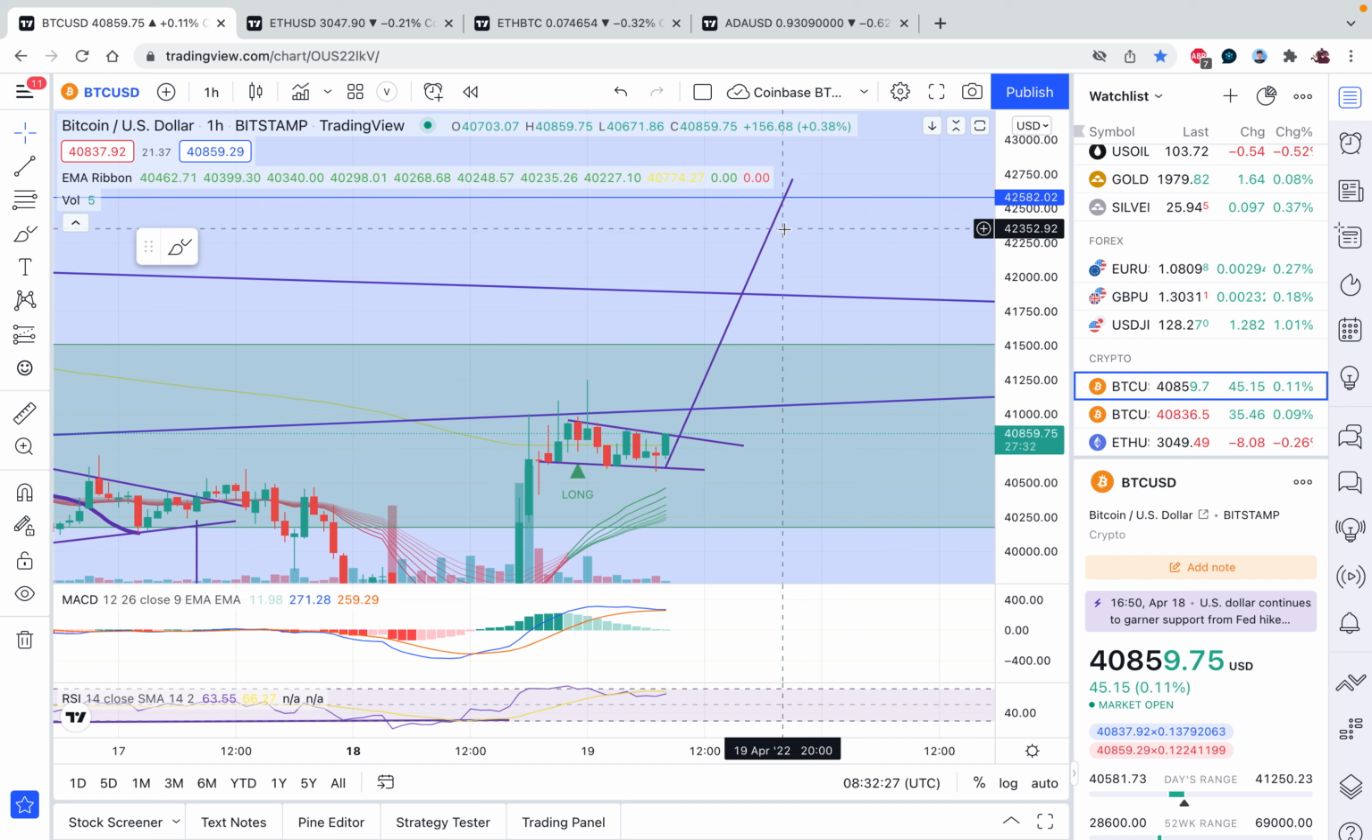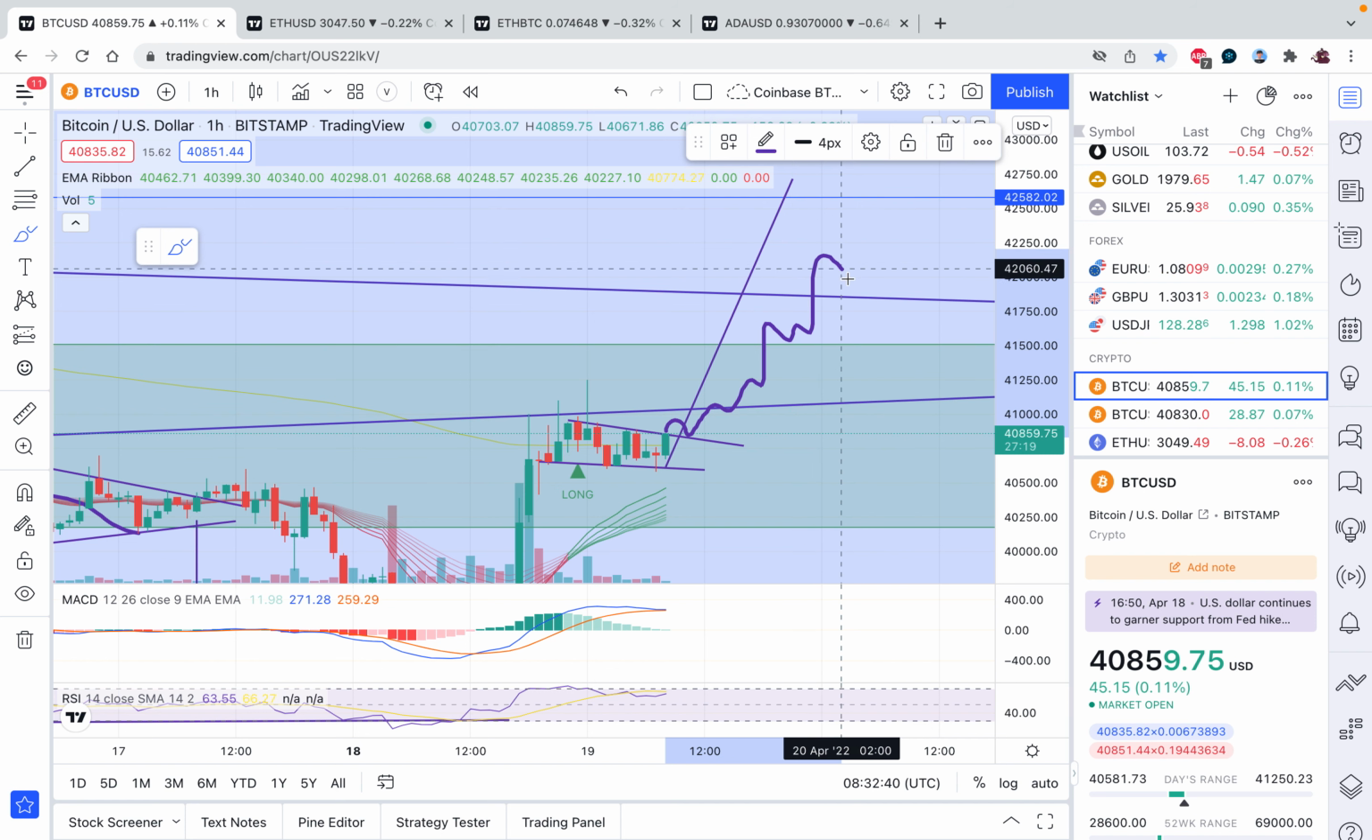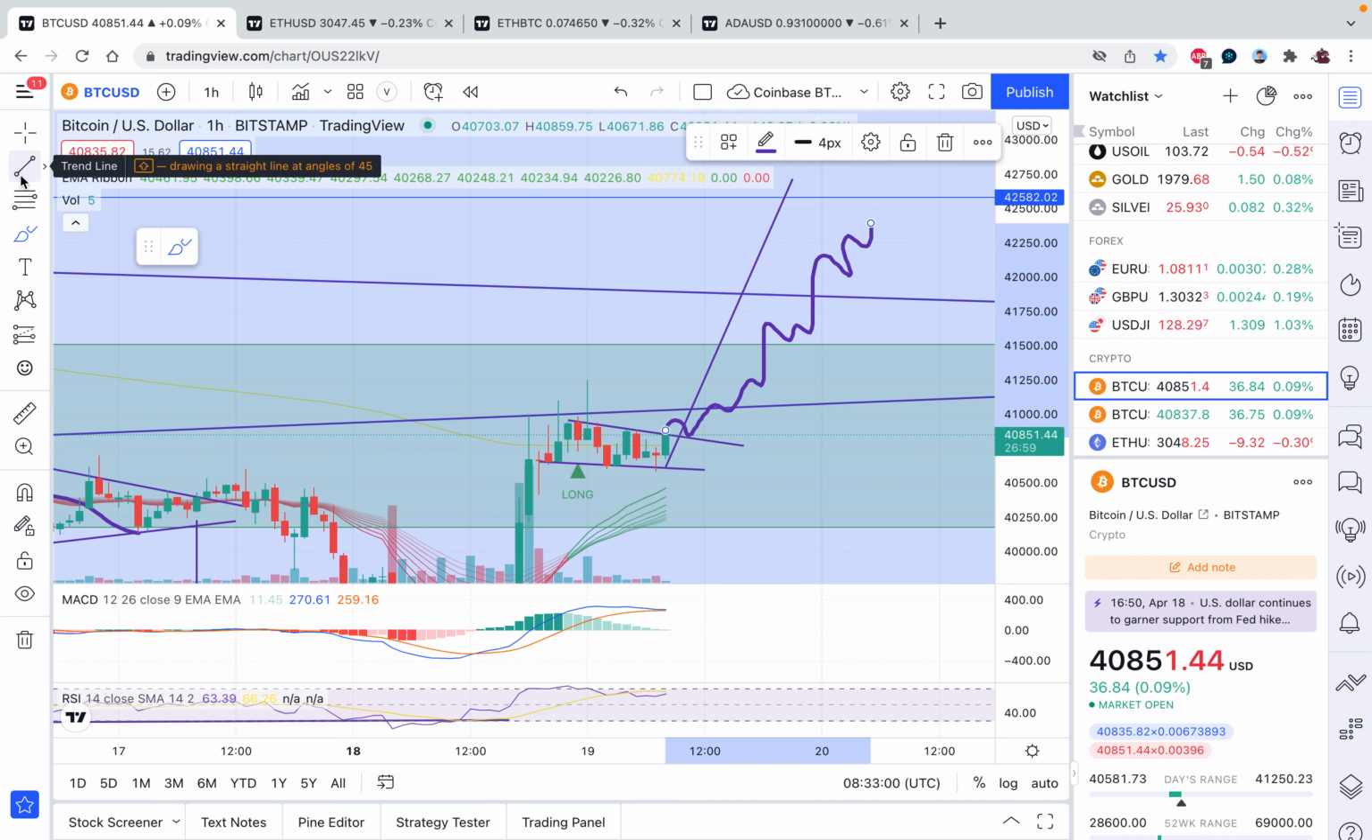So what I'll be doing is I'll be waiting for this pattern to break out, then to retest it, and then I'll put in a long position, which will probably move something like this, and then I will take profits somewhere around 42.3, 42.4K. Taking profits before the target is always a good idea, I guess, because basically you can take the profit, and if it grows even further, then it's okay.